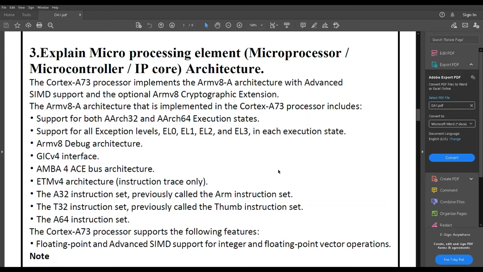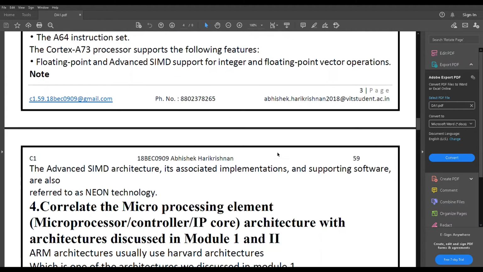The Cortex A73 processor supports the following features: floating point and advanced SIMD support for integer and floating point vector operations. The advanced SIMD architecture, its associated implementations and supporting software is also referred to as Neon technology, which was already seen in the block diagram given above.